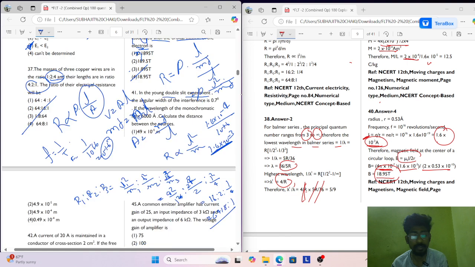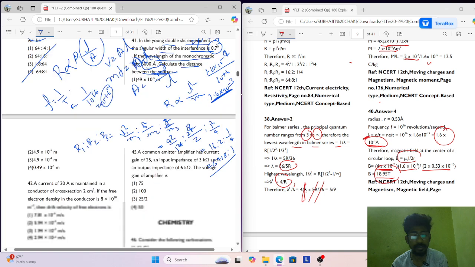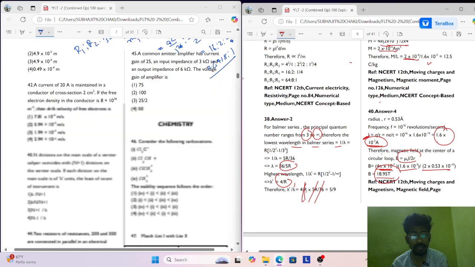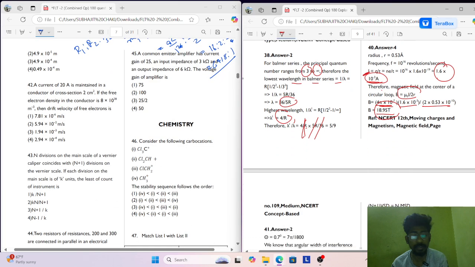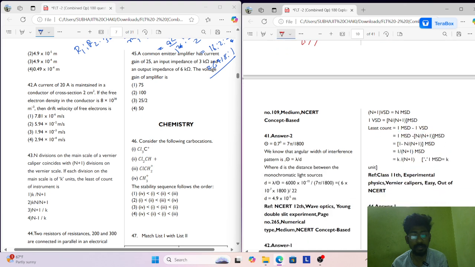In the Young double slit experiment, the angular width of the interference is 0.7 degree. If the wavelength of the monochromatic light is 6000 angstrom, calculate the distance between the sources. Theta equals 0.7 degree means 7 pi by 1800. The angular width is given by the formula lambda by d, where d is the distance between the monochromatic light sources.